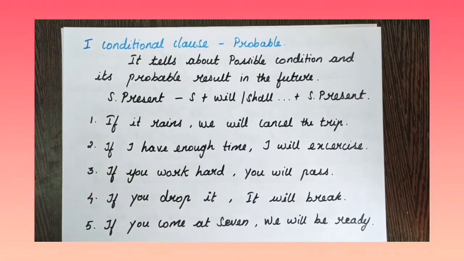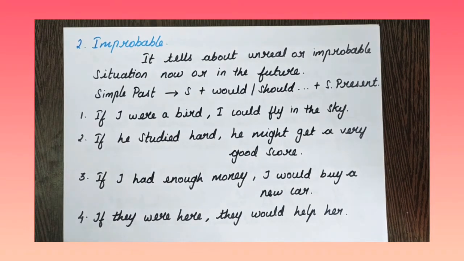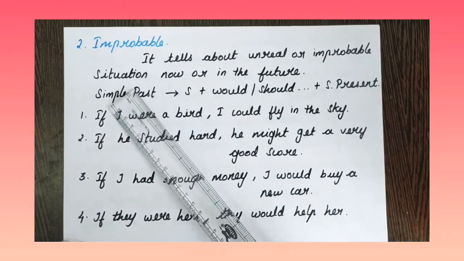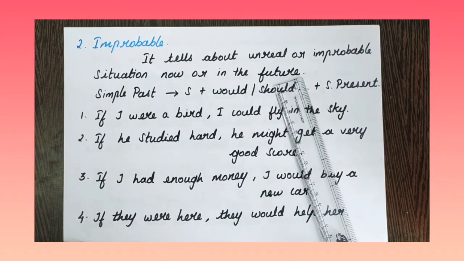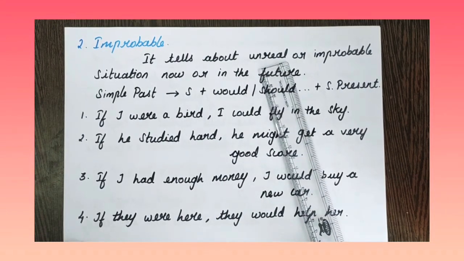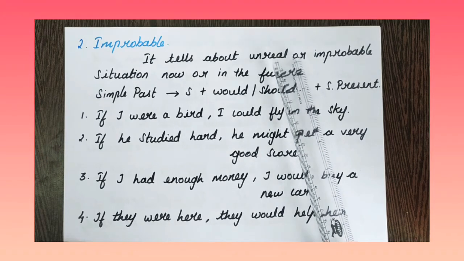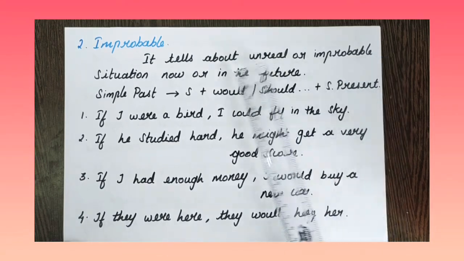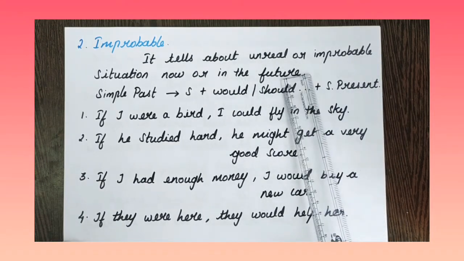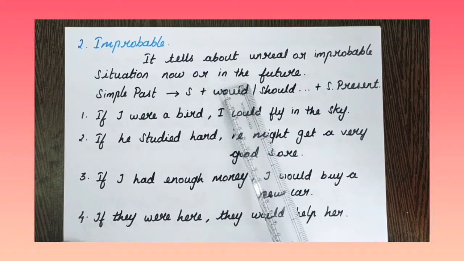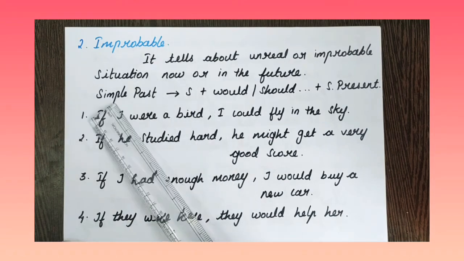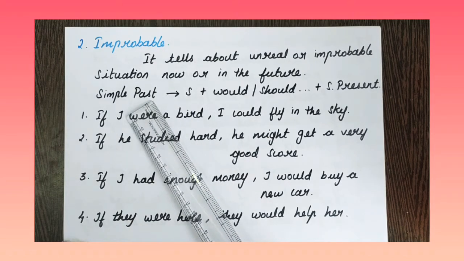It is the probable condition. Next we can see about the improbable condition. See the next form, improbable condition. It tells about an unreal or improbable situation now or in the future. This sentence is unreal. Unreal means it is not really going to happen. That is, it is not possible. But the result will be in the future only. See the example, you will get an idea. For an improbable sentence, the tense will be simple past tense in the sentence.